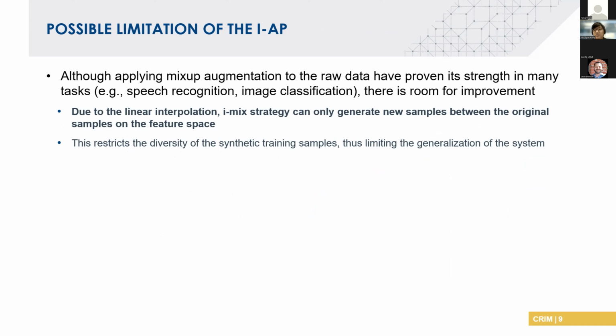However, we think there is room for improvement. And one of the biggest limitations we think is the linear interpolation. Due to the linear interpolation in the mix-up strategy, iMix can only generate new samples on the line between the original samples, which may restrict the diversity of the synthetic training samples, and thus may limit the generalization of the overall system.